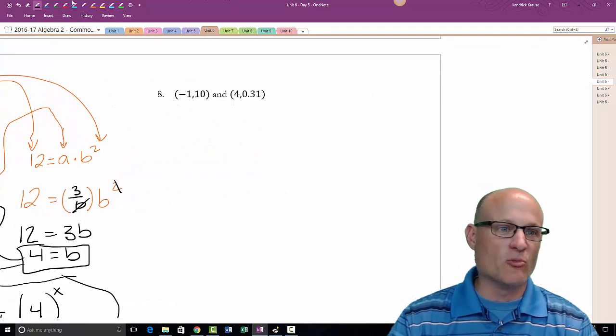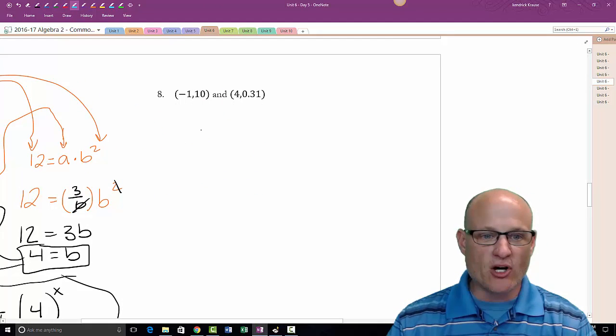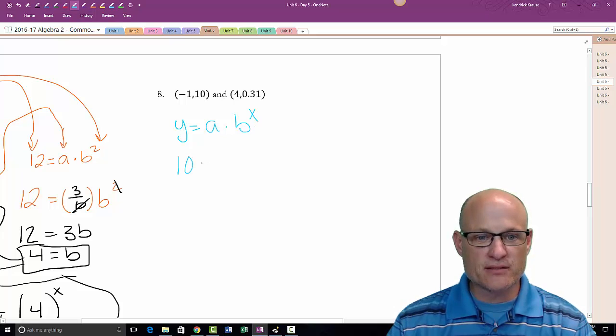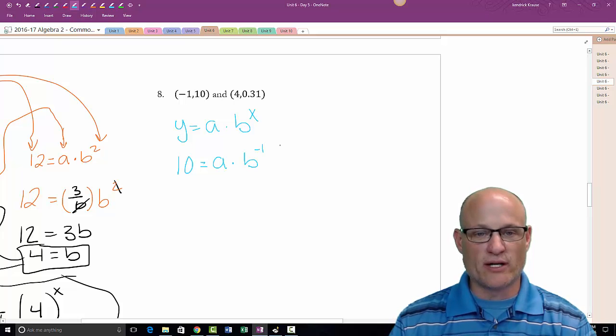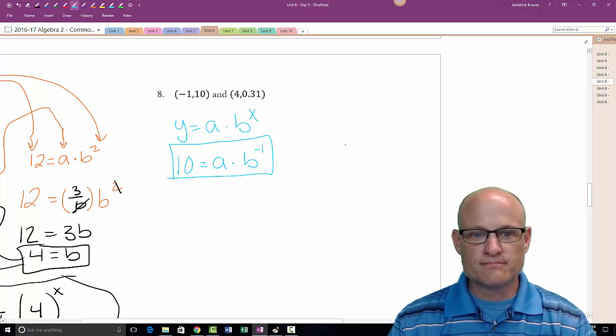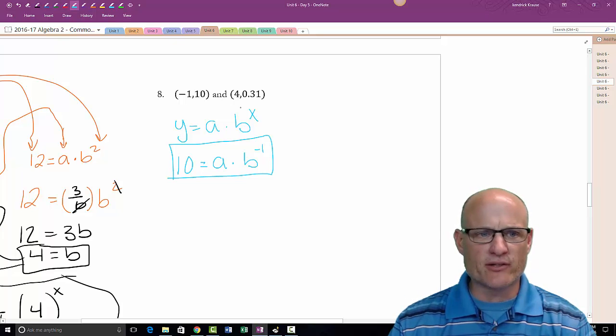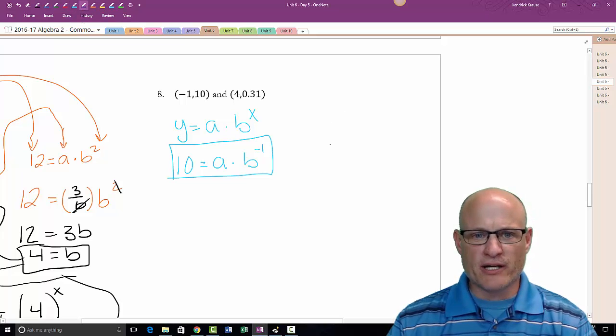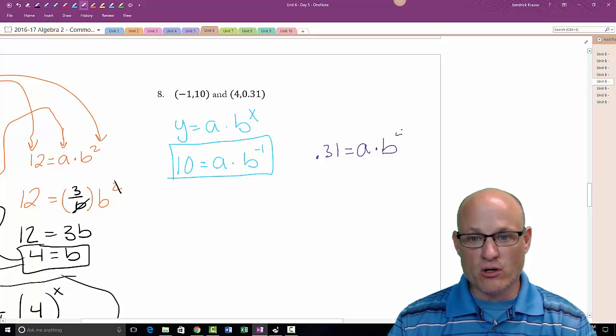Uh-oh, this one looks a little funky. Let's try this. So y equals a times b to the x. In for a goes 10 equals a times b to the negative 1. All right, I got one equation now. I'm going to talk about that one in a second. Let's talk about this one, though, and plug in this one. So 0.31 equals a times b to the 4.